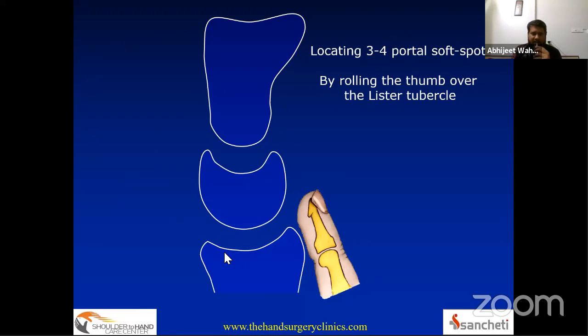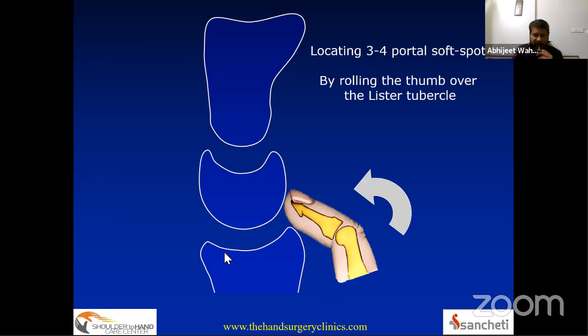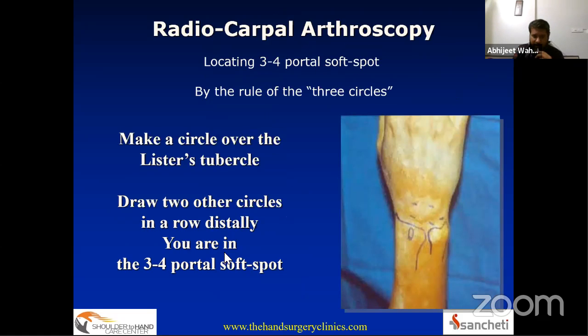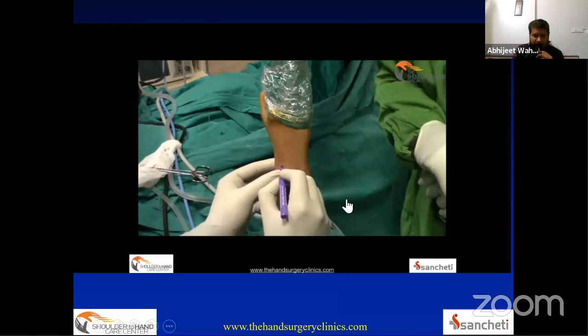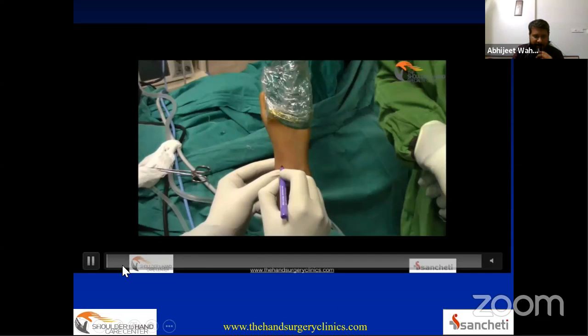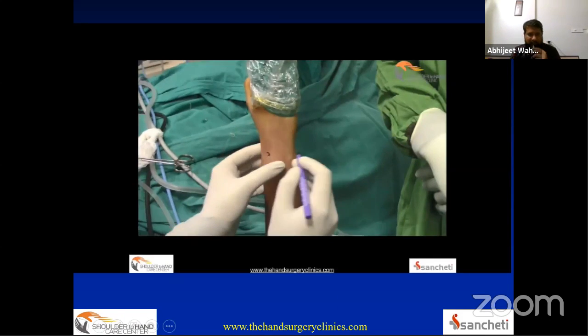So one good way of identifying the soft spot is to roll your thumb over the Lister's tubercle just like so, so that you can palpate the mushy soft spot, which is usually corresponding to the 3-4 portal. And having done that, you can then also identify the mid-carpal portals, which are just a thumb breadth distal to the 3-4 portal. So this is the video that I share with you, which shows how we go about marking the portals.